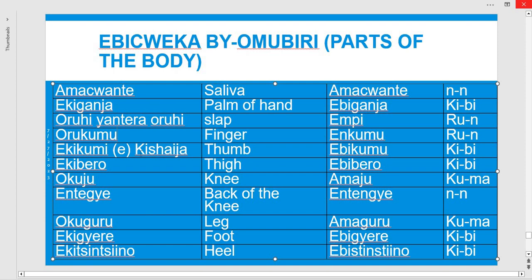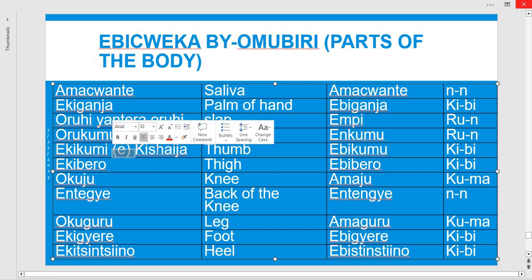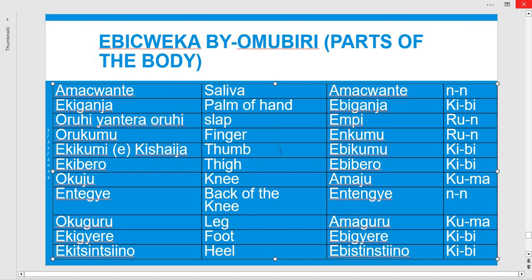Then we have ekikumichija. Ekikumichija, that is the thumb. Then you have echivero. Echivero, that's a thigh. Okuju, that's a knee.